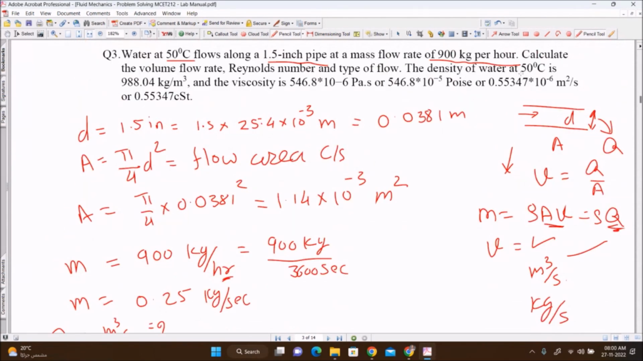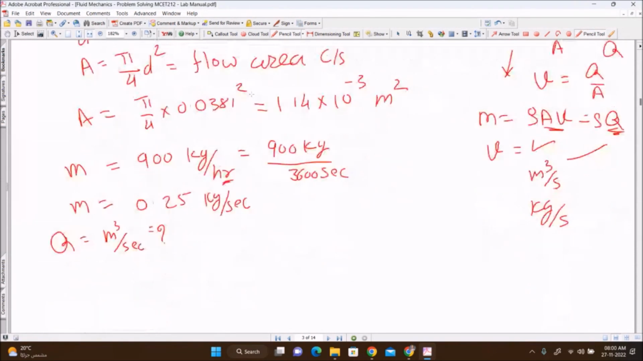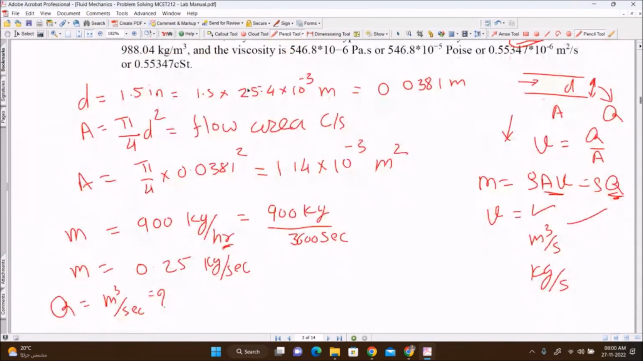The density of water at 50 degrees. So this 50 degrees centigrade is not important by itself. The temperature matters because, as I told you, density is a function of temperature, and I need to take the density at 50 degrees centigrade from the table, or it is given here. So I will write the properties. Density is 988.04 kilogram per meter cube.